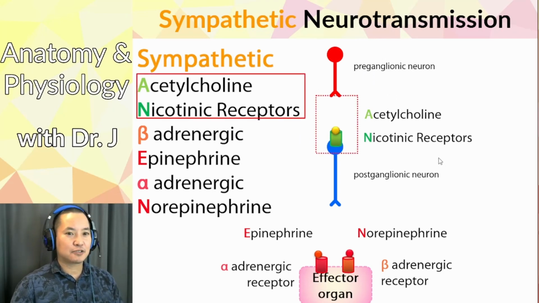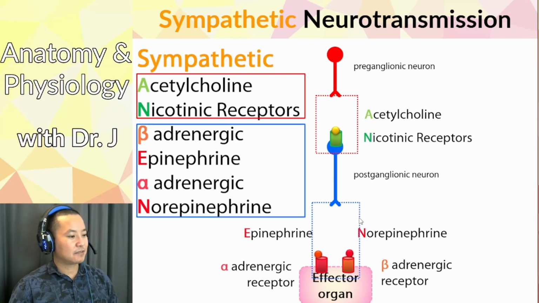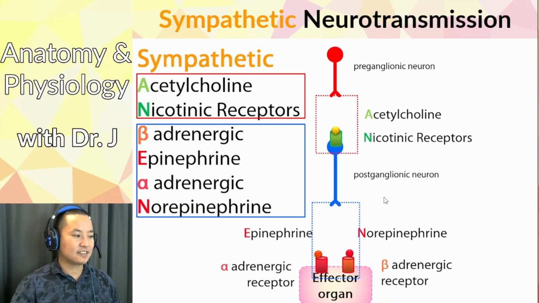The neurotransmitter at this synapse is acetylcholine, and the receptors at this preganglionic-postganglionic synapse are nicotinic receptors. The bean part refers to everything from the postganglionic neuron to the target cell or organ. And again, don't get confused and think it's just epinephrine beta, norepinephrine alpha. It's not one-to-one. Either of them can bind to either of these adrenergic receptors.